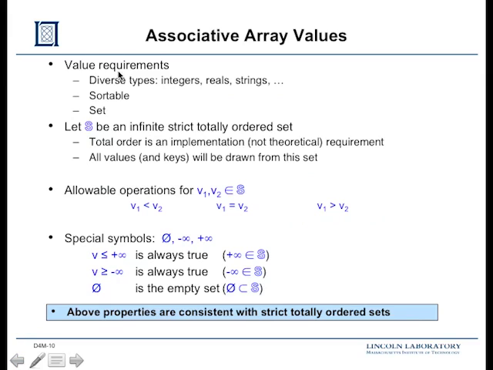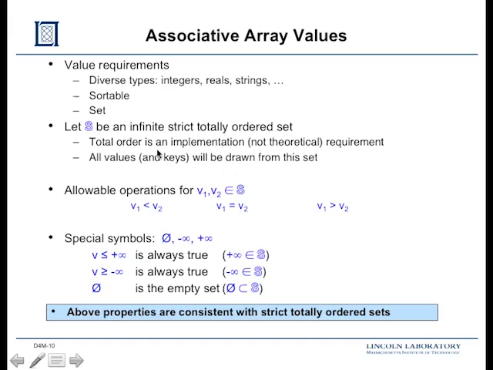I think we've talked about this: let S be an infinite strict totally ordered set. Total order is an implementation, not a theoretical requirement. The fact that we impose that they're totally ordered, and that we don't just allow equality, is more of an implementation detail. It is very useful for me to internally store things in order so I can look things up quickly. However, mathematically, if we just had a test of equality, all the math would still hang together.